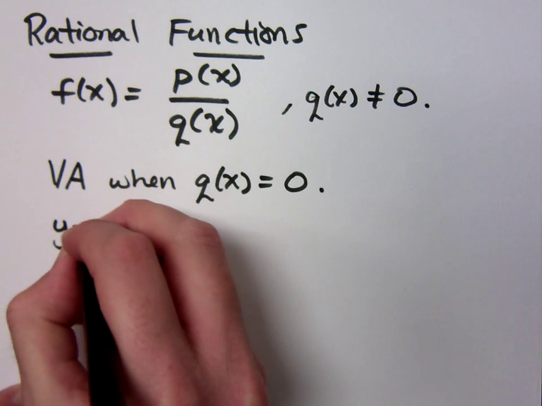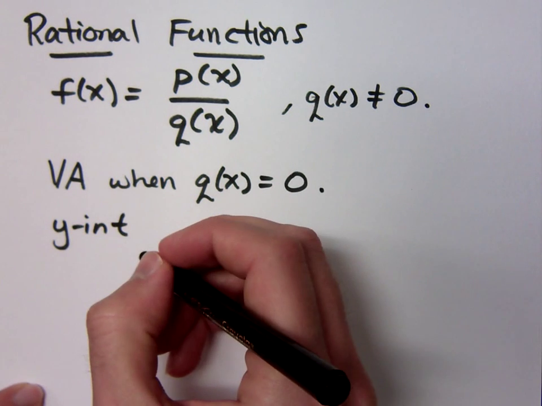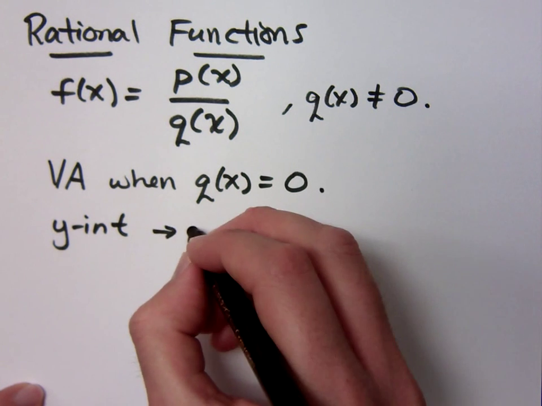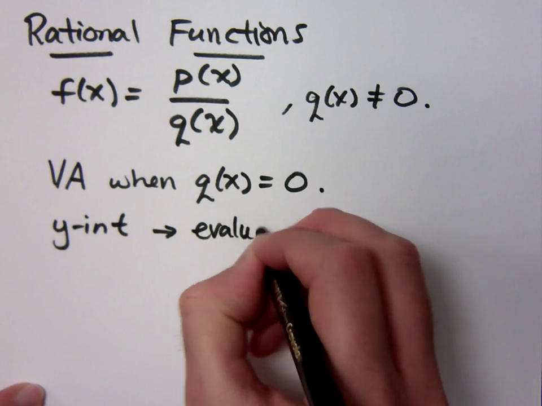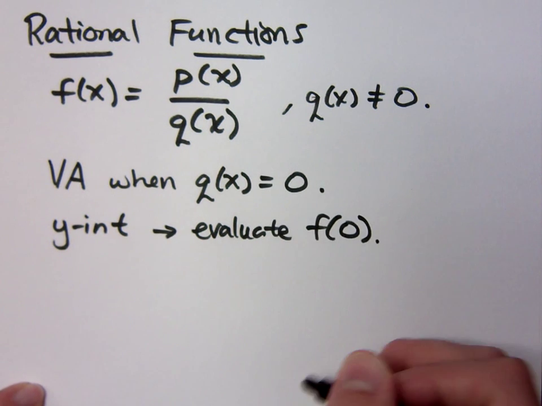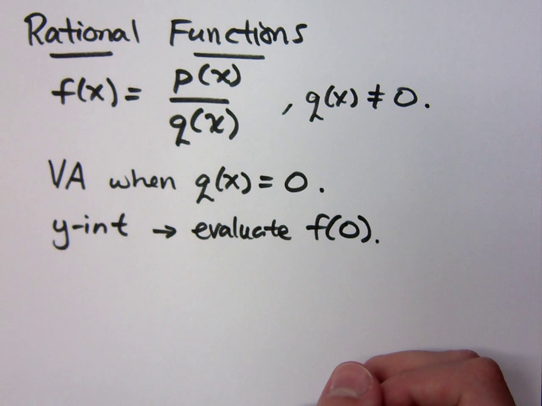How do you know about finding a y-intercept? What do you know about the y-intercept? X equals 0. Right. To find the y-intercept, just like we've always done, you evaluate f of 0. Does that sound right?